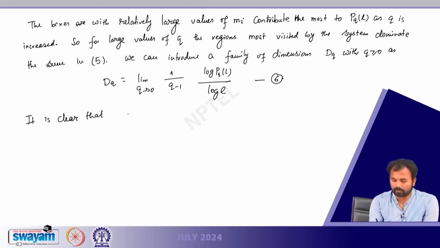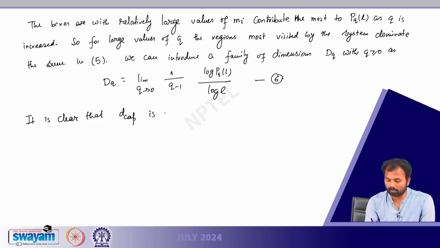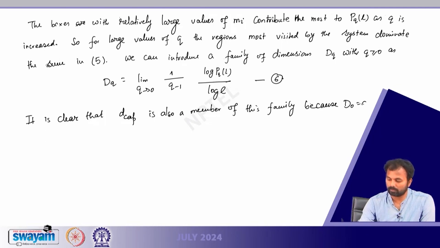And it is clear that D cap, the first term that we defined at the beginning of the lecture, is also a member of this family, because D0 is equal to D cap, right. When q is equal to 0, then this will actually reduce to D cap, which was defined earlier.